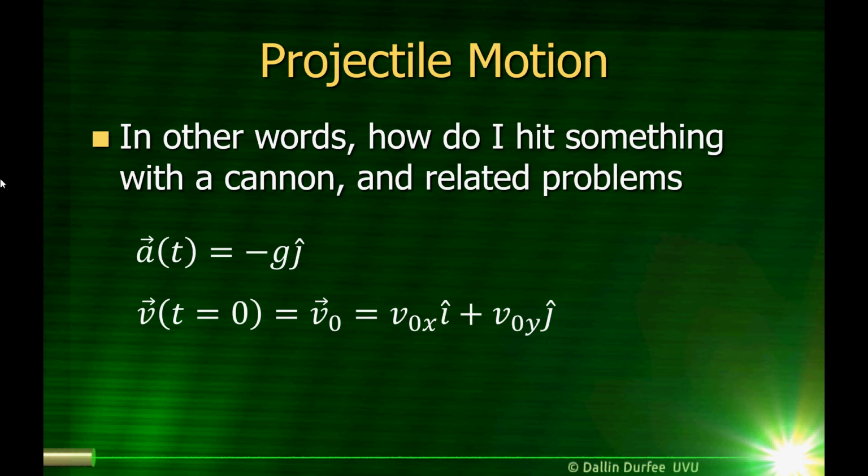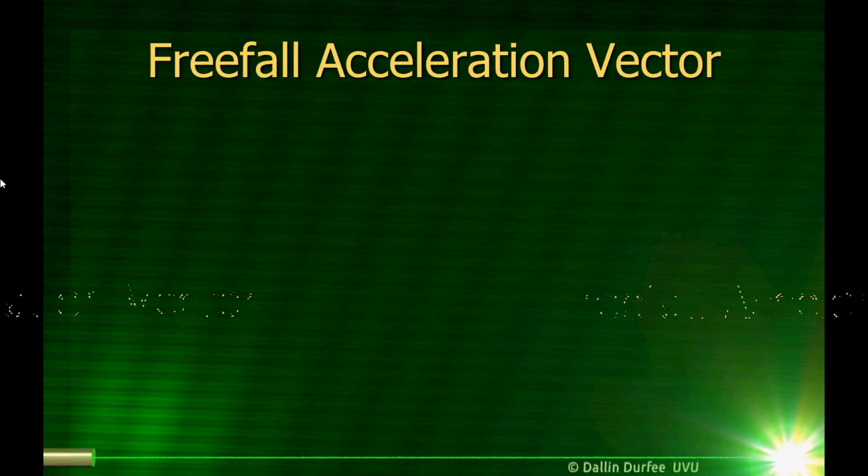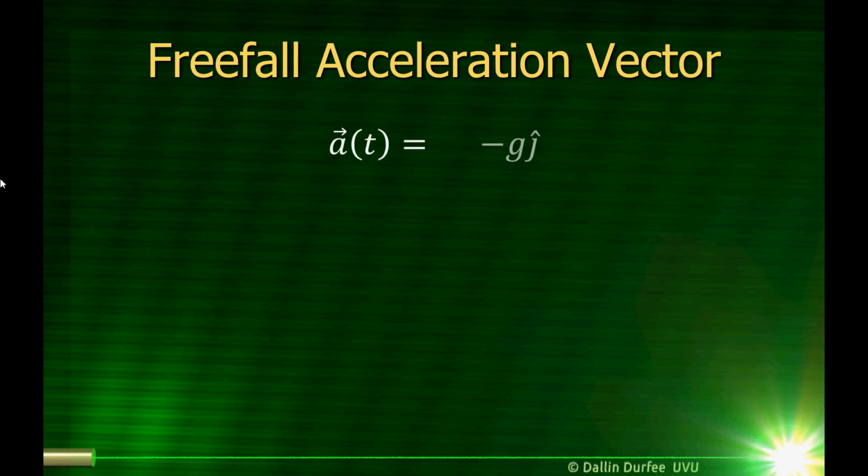Now, the initial velocity has both an x and a y component. So the velocity at time t equals 0, we're going to call that v naught. And it's going to have an x component, which is v naught x, and a y component, which is v naught y. And then there's also an initial position for our object. The initial position we're going to call r naught, which has an x component x naught and a y component y naught. So the free fall acceleration vector is just, as we said before, negative g in the y direction.